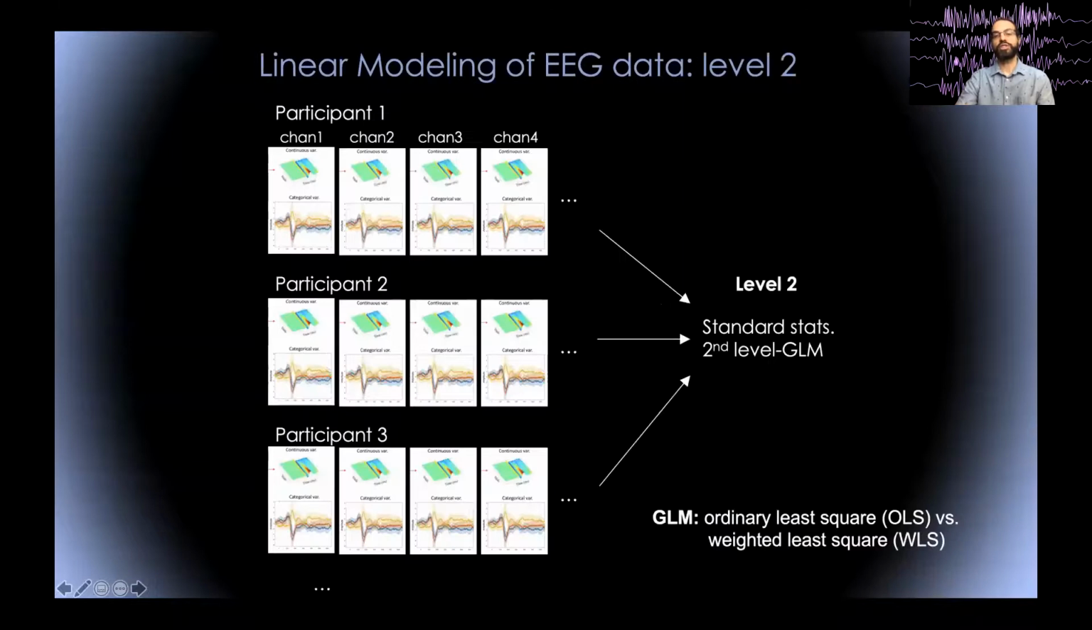And then once you've done that, you can do a second level analysis. So again, that's very similar to what SPM is doing, where you've done that for every single participant and every single channel. And then you can do some group analysis on these beta parameters you obtain at every single level.